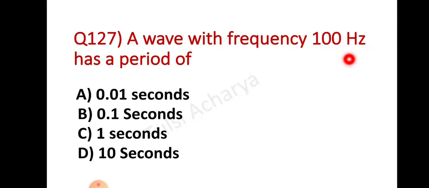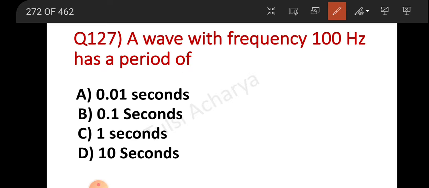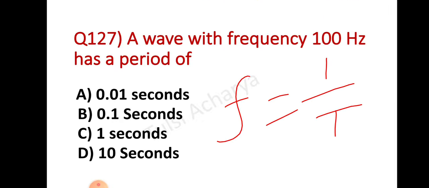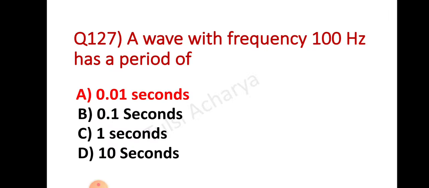Now let's move to question number 127. A wave with frequency 100 Hz has a period of, we know that f is 1 by T or T is 1 by f. They are reciprocal to each other. So here our f is given, so T will be 1 by f, that will be 0.01 seconds. That is option choice A.